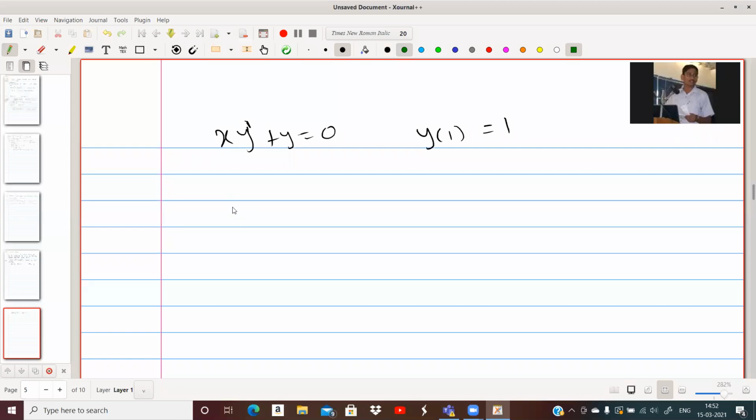y of 1 equal to 1. So what is the solution of it? So variable coefficient solution चा विचार करायचा.